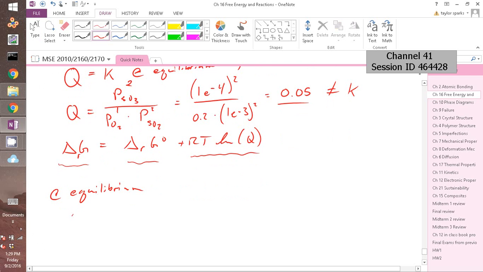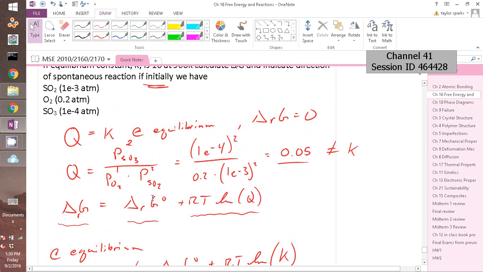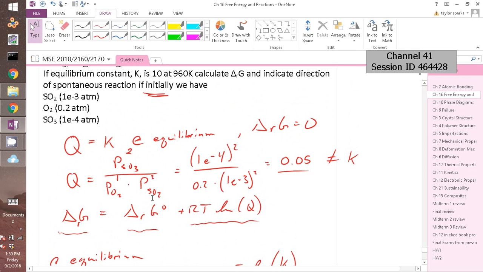we know that delta Rg equals 0, and that still equals delta Rg naught plus RT natural log of K. We're going to write K instead of Q because this is now defined at equilibrium, okay? So I've told you what K is. I've said it's 10, right? I've told you the temperature, so we know everything to solve that, right? This is 0, so you can solve for this one, right? So let's do that together. So turn to a neighbor and try and figure that one out. Let's solve that.